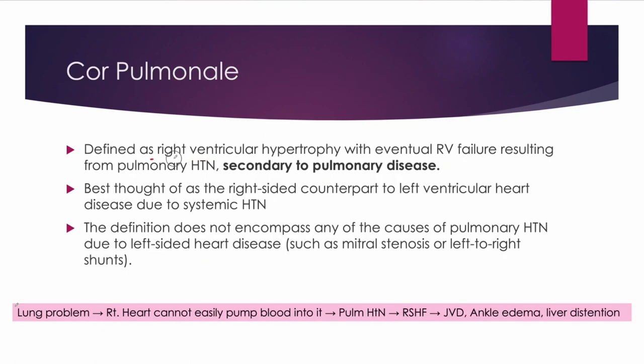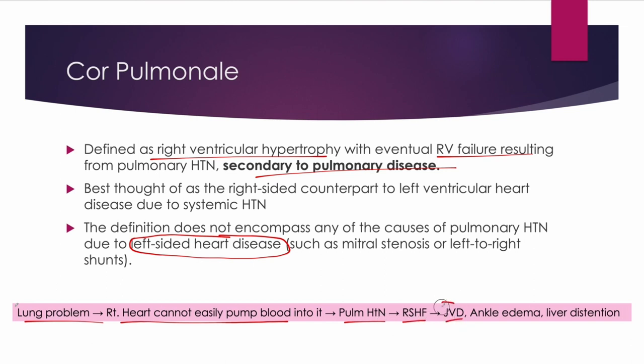All right, so right ventricular hypertrophy, right heart failure, secondary to pulmonary disease. So it's not related to heart disease. It is only related to pulmonary disease, okay? So essentially we have a lung problem. Right heart can't pump blood into the lungs. So we get pulmonary hypertension. Then we get right-sided heart failure. Then we get JVD. That was the last one I could not remember. JVD, lower limb edema, and liver distension. So that's kind of the one thing leads to another, which leads to another, which leads to end game, which is Cor Pulmonale.